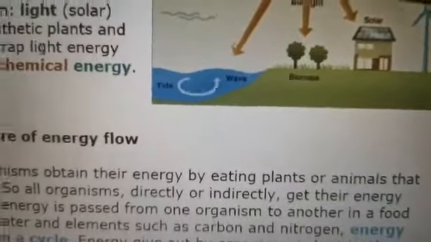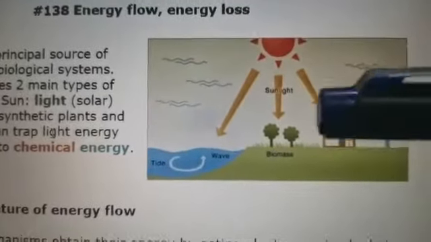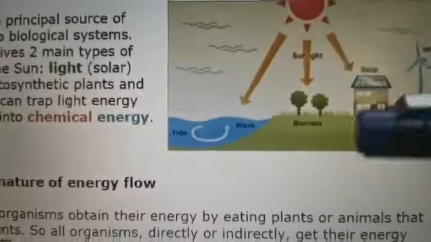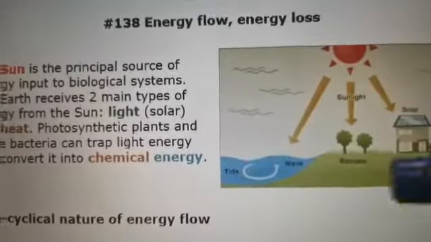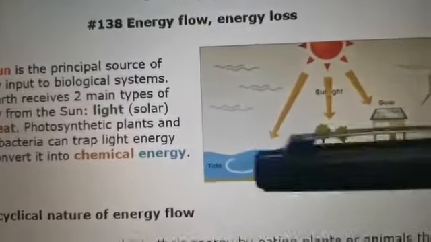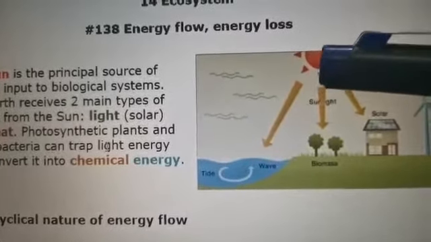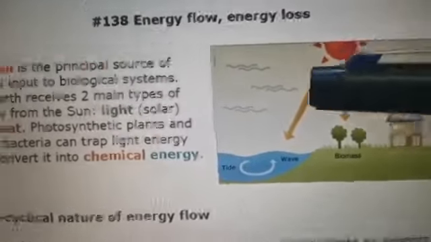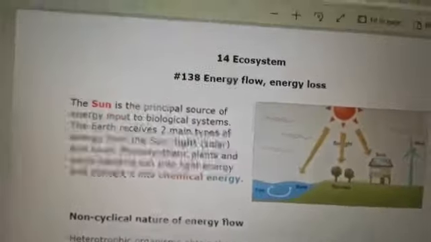All the living organisms are getting energy from the sunlight. These are the energy sources: solar energy, wind energy, biomass energy, wave energy, tide energy. These are all kinds of energies, but where are they getting all this energy from? The sunlight. So sunlight is the main or principal source of energy. Okay, so we can come back to the food chain.